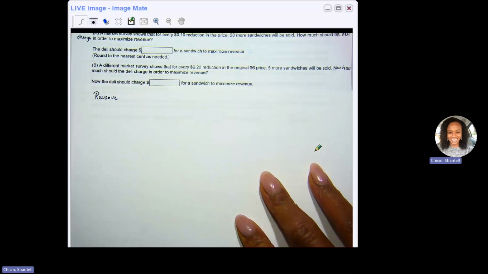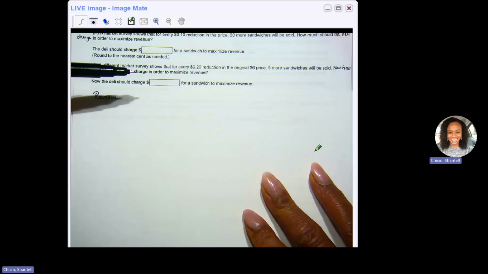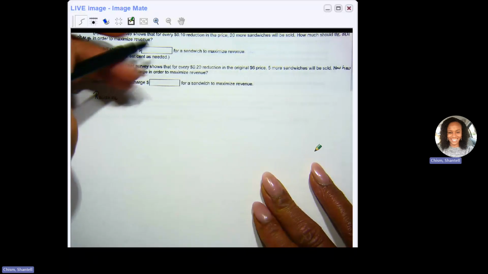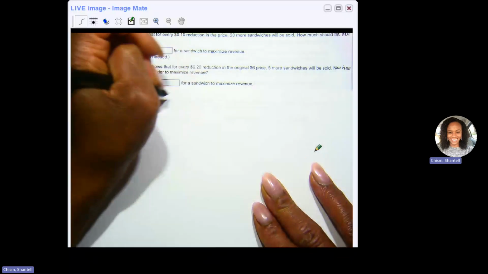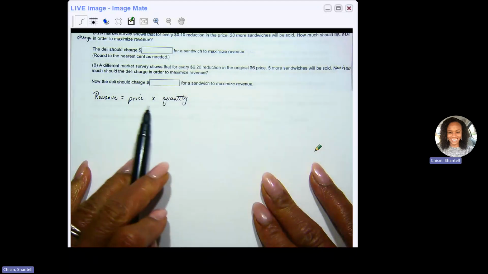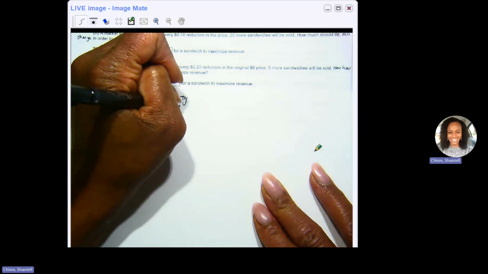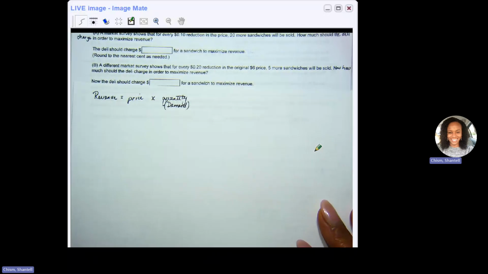Okay. Now they tell us about the price, and we're talking about how many sold. So in this case, we're not necessarily dealing with a profit and cost function to get the revenue. Instead, we're going to use a price function and the quantity or demand. So revenue is price times quantity or demand, okay, in this case. Now, we are told that a deli sells 720 sandwiches per day at $6 each.